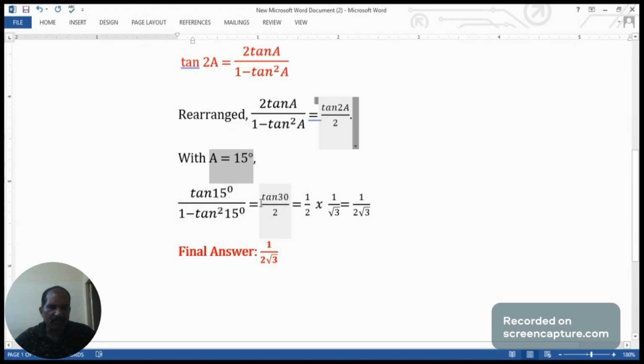So this is nothing but tan 30 by 2. After substituting the value, you know that tan 30 is 1 by root 3. So 1 by 2 into 1 by root 3 is equal to 1 by 2 root 3. So the final answer is 1 by 2 root 3.